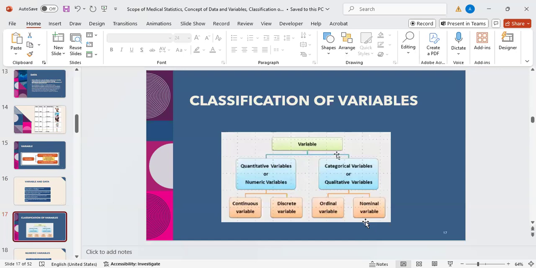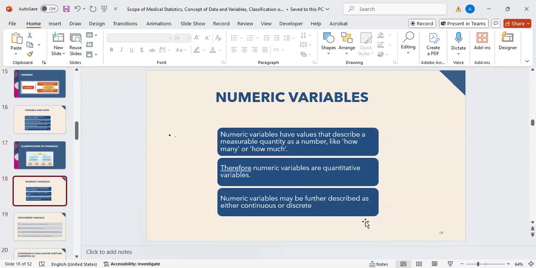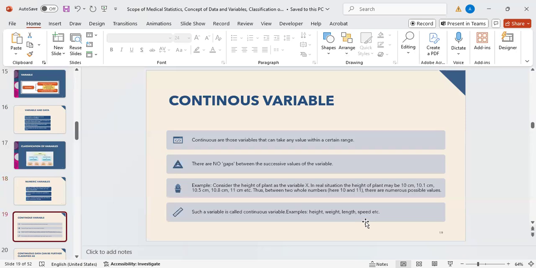Quantitative variables are also called numeric variables. These are further divided into continuous variable and discrete variable. And qualitative variables are divided into ordinal variables and nominal variables. Numeric variables have values that describe a measurable quantity as a number, like how many, how much. Therefore, numeric variables are quantitative variables. Numeric variables may be further described as either continuous or discrete.